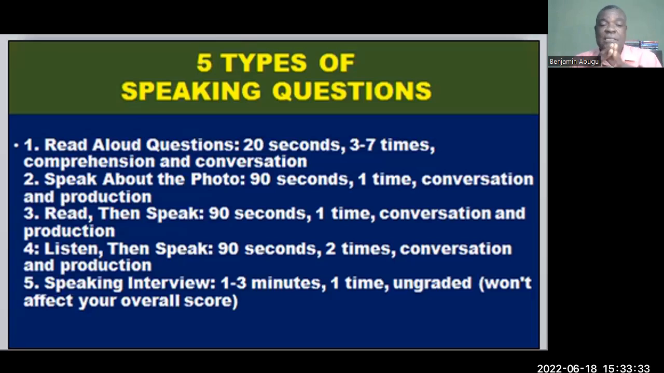The last is question number 5, and it is the speaking interview. 1 to 3 minutes are allowed, and this type of question occurs only once. It is ungraded, which means you are not awarded scores, but this is also super important because what you are going to say about the topic you are given will be recorded, and the recording will be sent to the university that you are applying to.